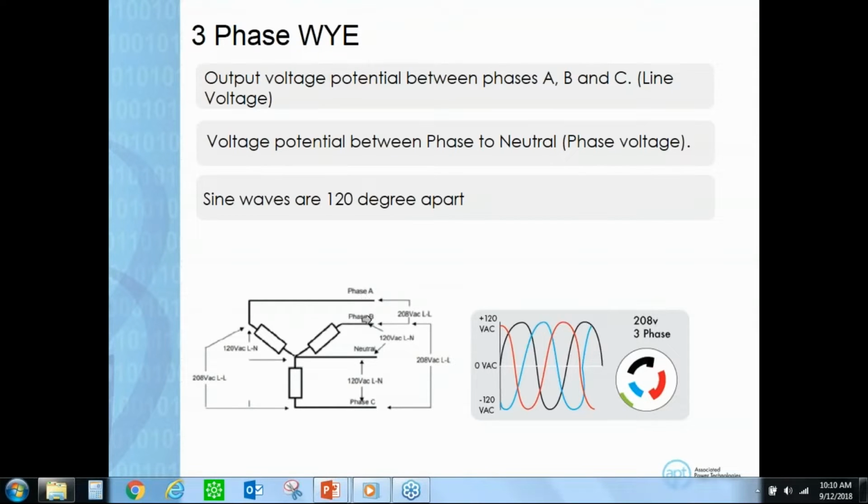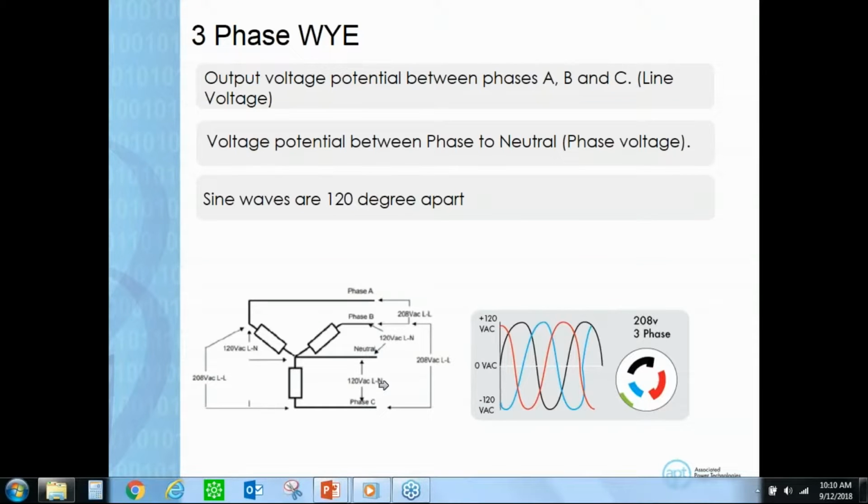So phase A to phase B, there's some type of voltage there. Sorry, that voltage is known as the line voltage, but this is a result of 120 volts multiplied by the square root of 3 to give you the line voltage.